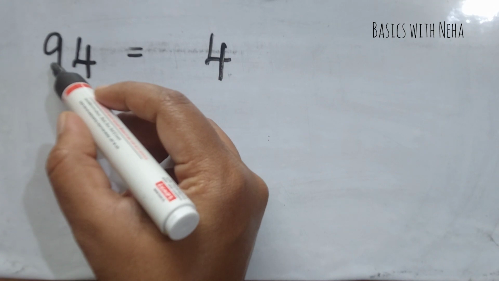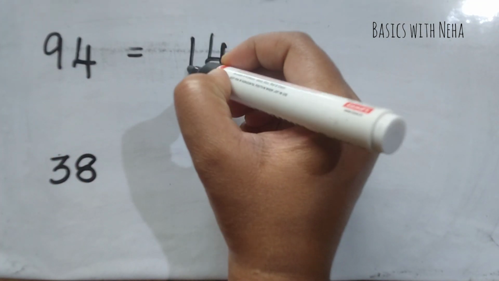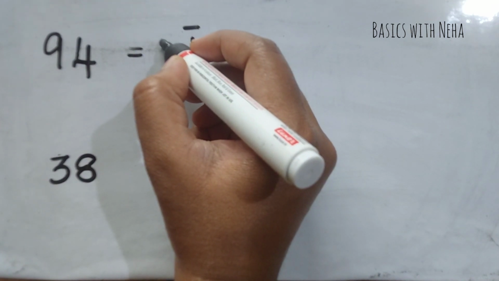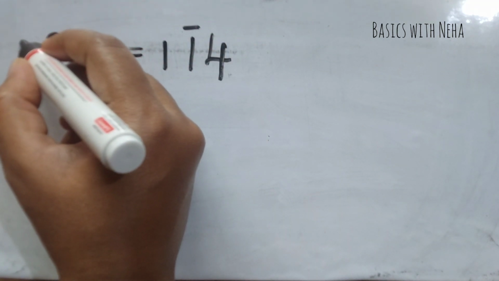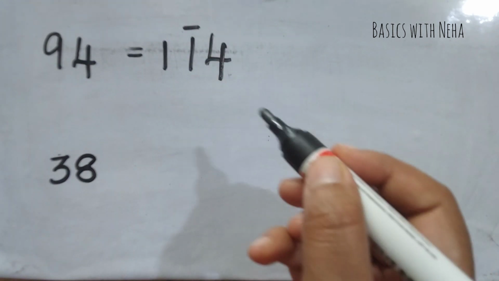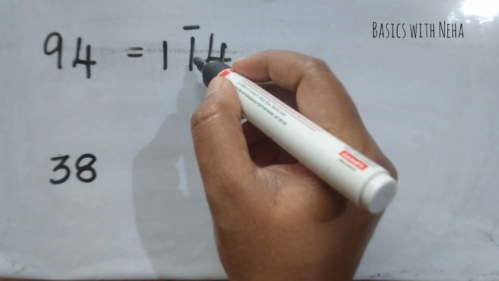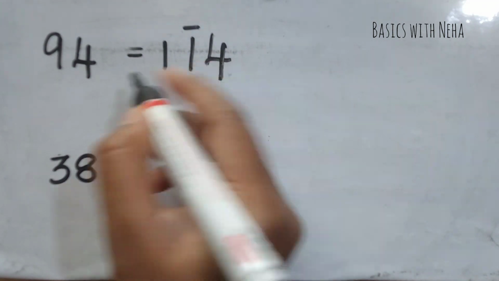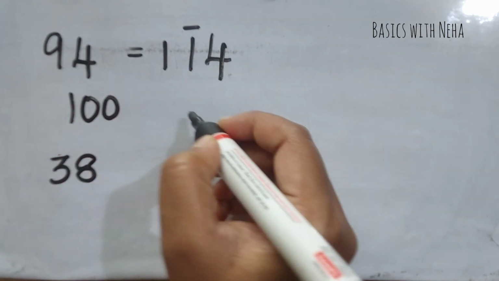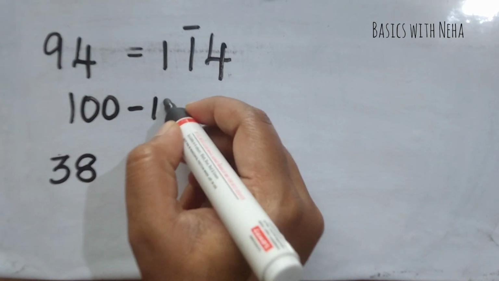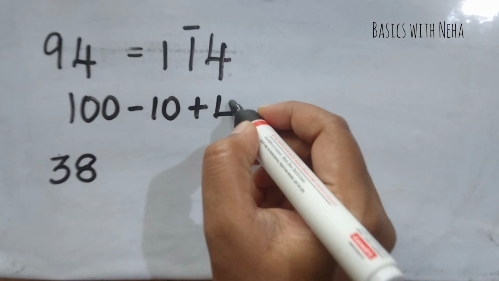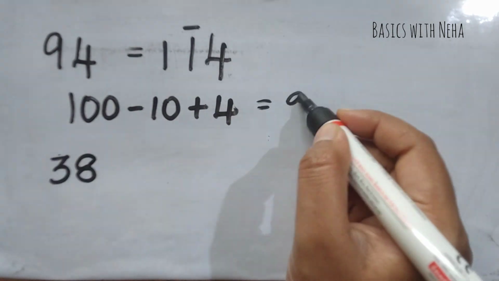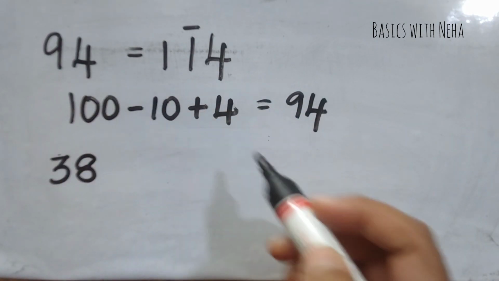If I subtract 9 from 10, it will be 1. I'm going to put a vinculum on that number. For the immediate next place, you add 1 to the number. There's nothing there, it's 0, and adding 1 to it gives me 1. How to cross check if this answer is correct? Vinculum is nothing but subtraction. So here it is 1 1 bar 4. That means 100 minus 10 plus 4. 100 minus 10 gives me 90, and 90 plus 4 gives me 94. That means the answer is correct.